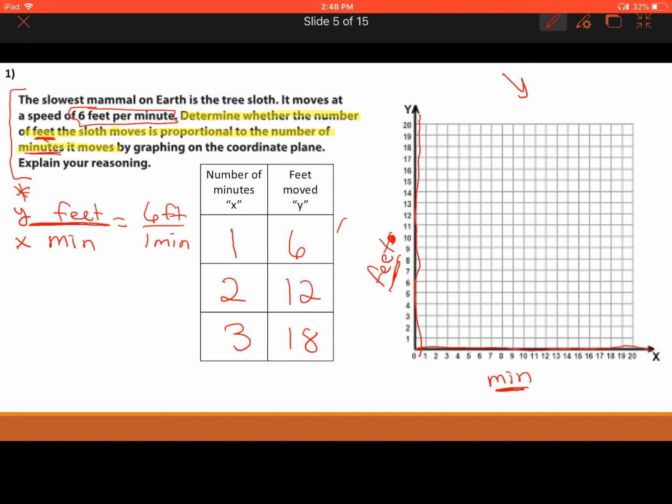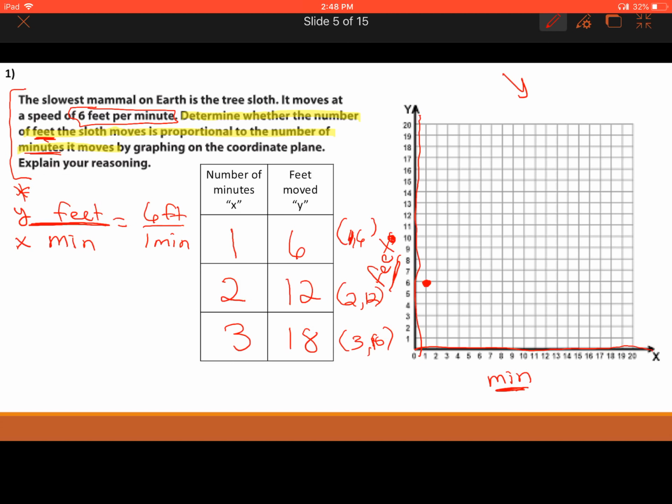So let's go ahead and write these coordinates as ordered pairs. The first one is 1, 6, the second one is 2, 12, and the third one is 3, 18. Okay, but what does this mean? This means in 1 minute, we move 6 feet. So let's go to 1 minute and go to 6 feet. We're going to put that point right here.